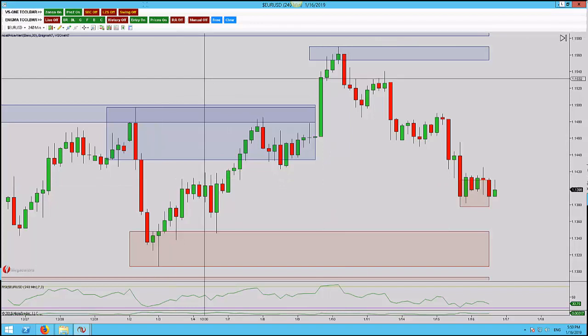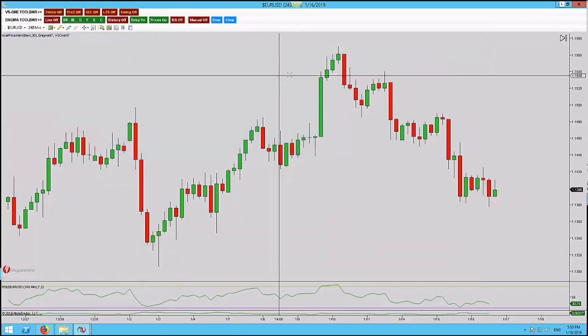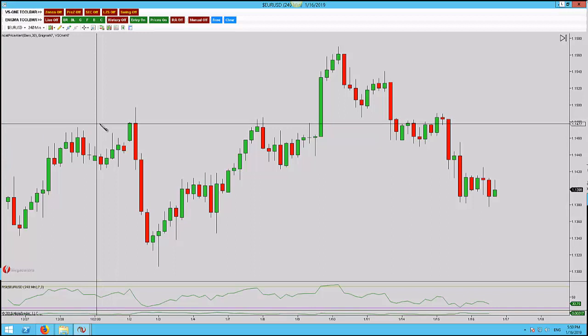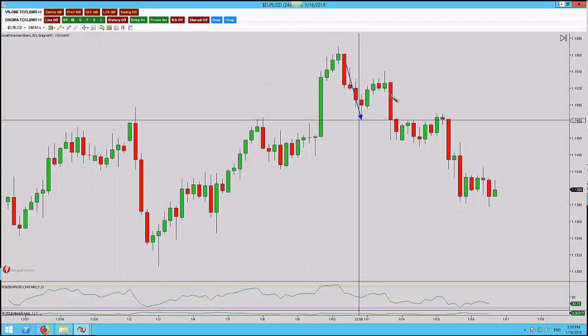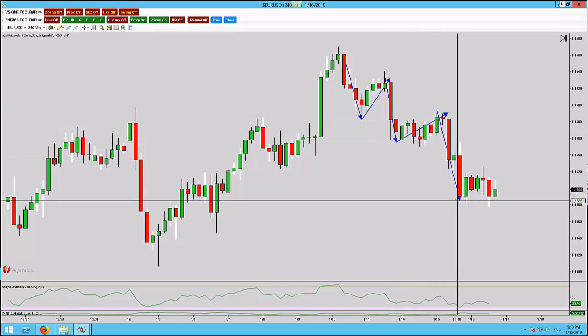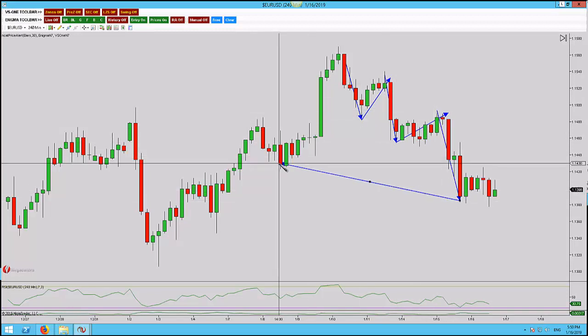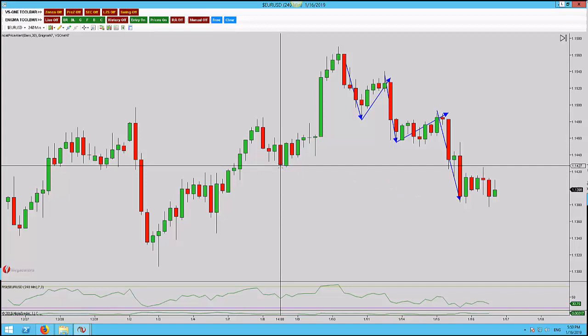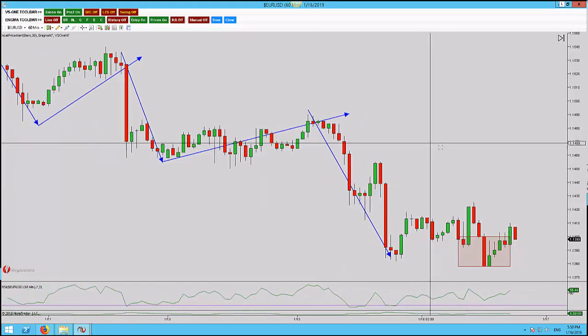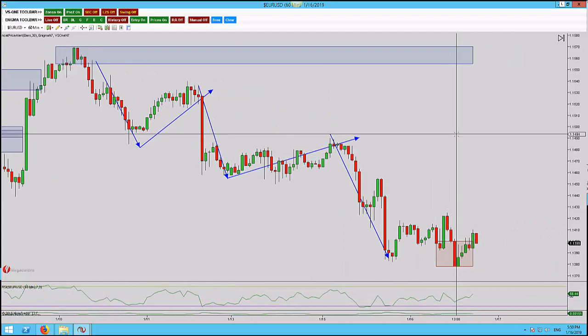Here on the 240 we have something different. So we made a low, a pullback, a low, a pullback, a low, and we've violated then this level of structure. And so if we drop down to the 60-minute now, we have this setting up.